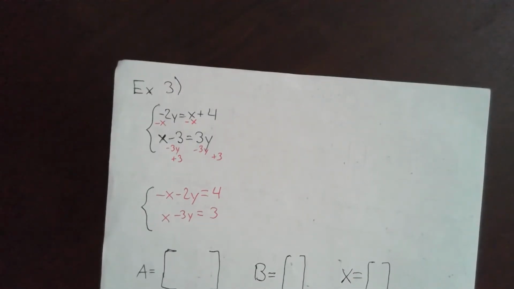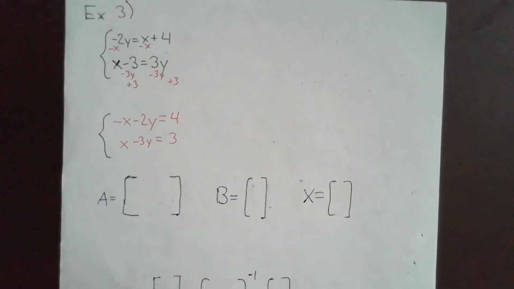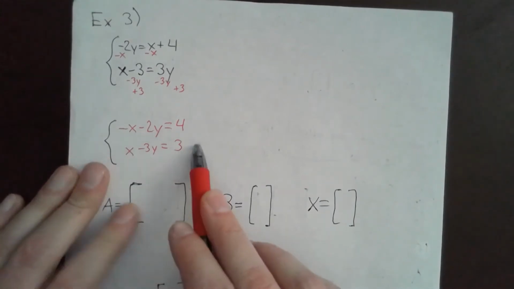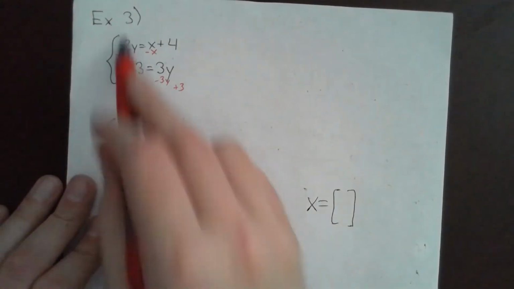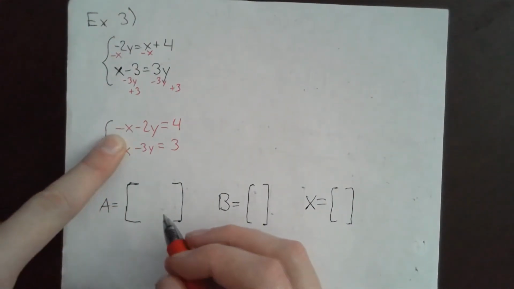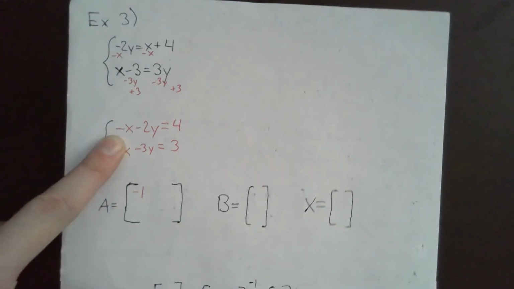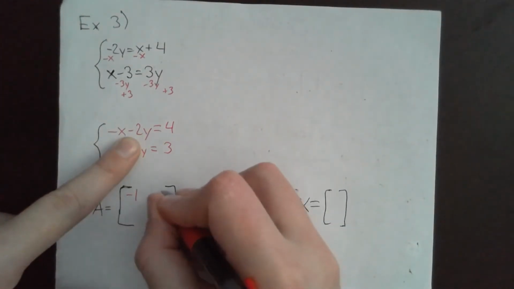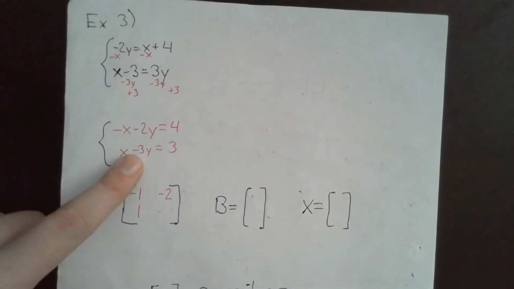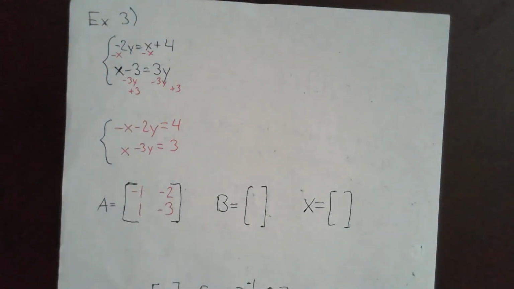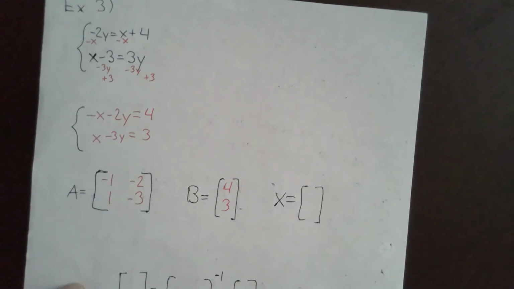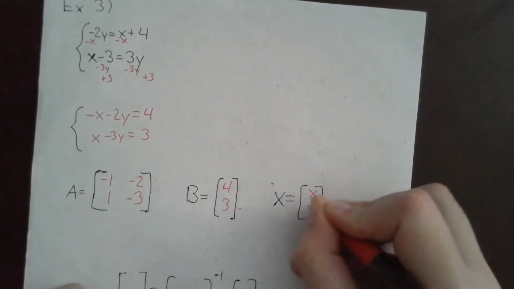And the reason we had to do that is matrices do not work unless everything is in this order. X, Y, constant. X, Y, constant. We need to be able to get it to this form because this would not pan out well. All right, so let's fill this in. Negative x, the coefficient there is negative 1. Negative 2y, our coefficient is negative 2. X, our coefficient is just 1. And then negative 3y, our coefficient is negative 3. All right, our solutions matrix, B, is just 4, 3. And then our variables, again, are x, y.